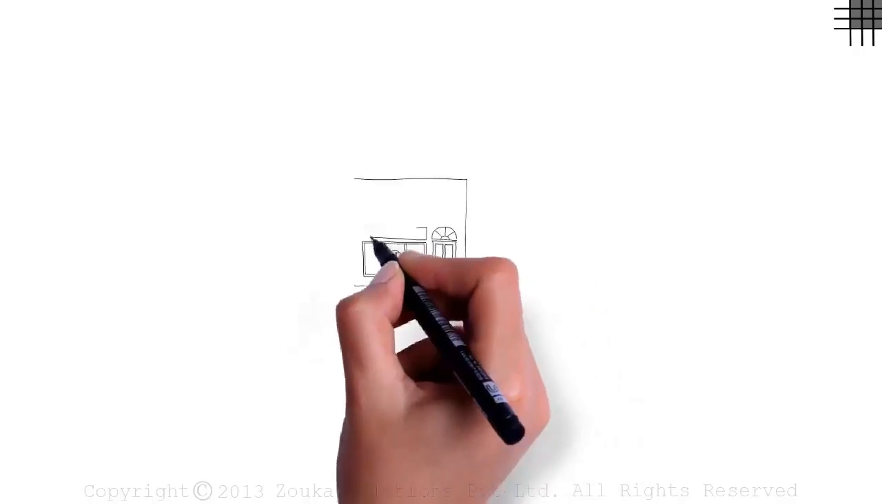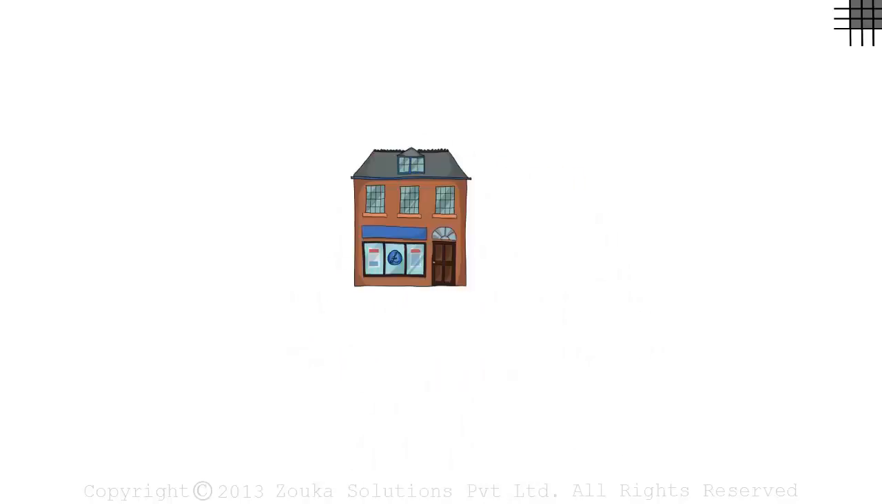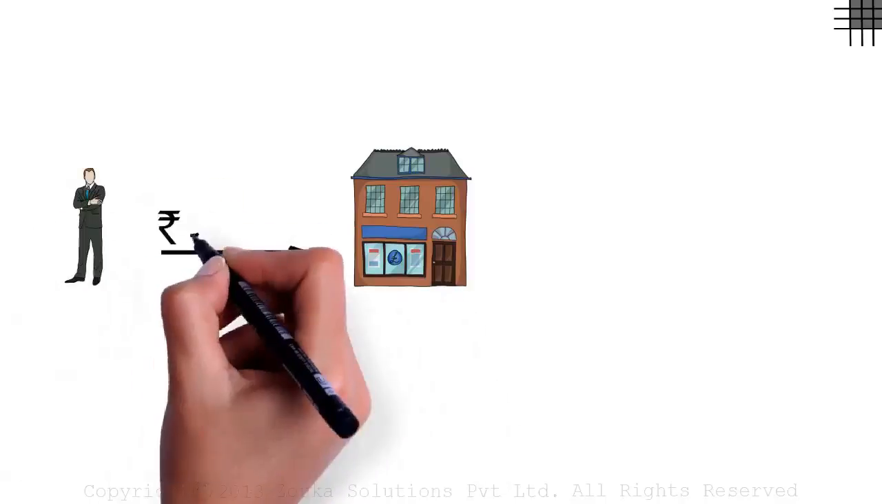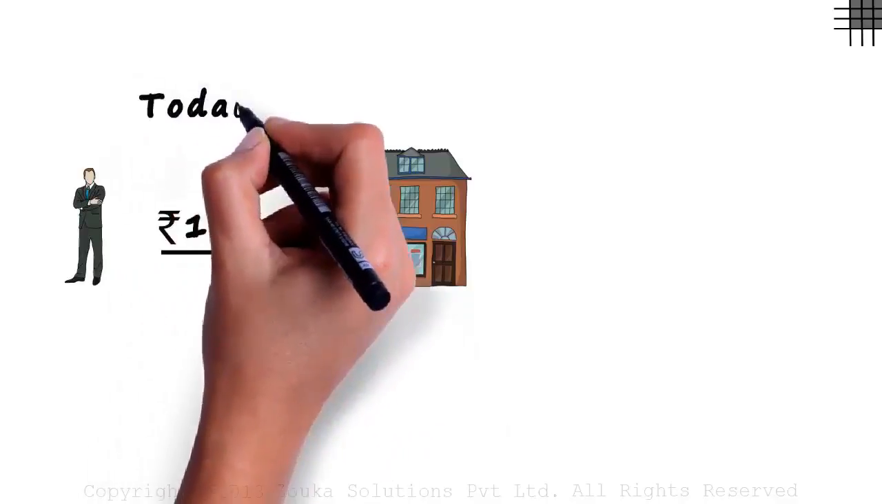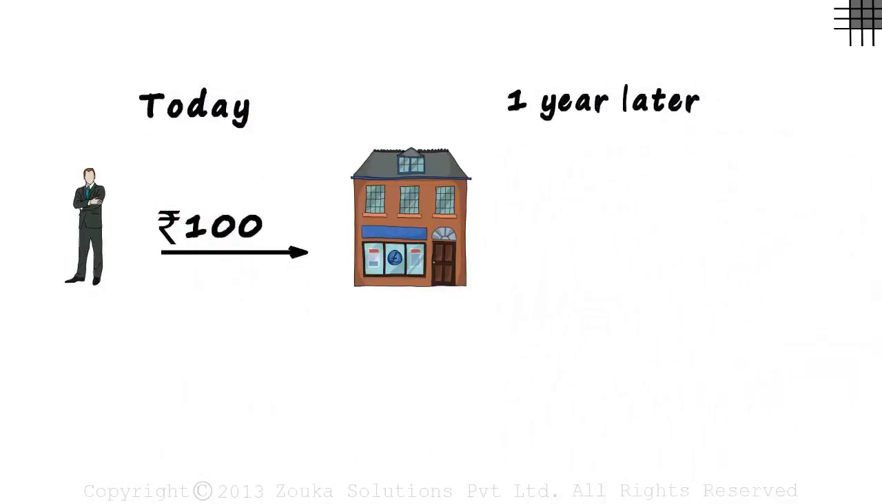Consider a bank. A bank is an institution which mainly allows us to make deposits and also gives us loans. And this is Edward. Assume he deposits 100 rupees in the bank today. So 1 year later, the bank gives him 108 rupees.